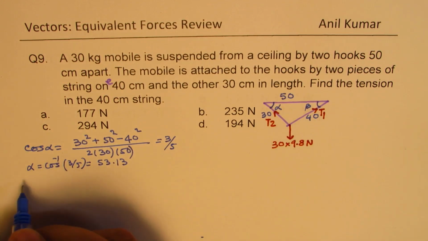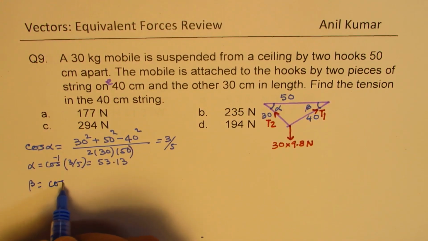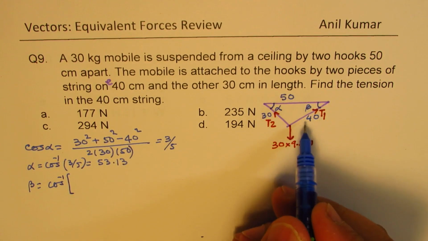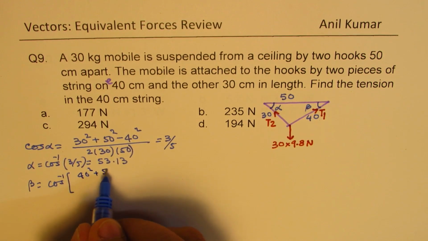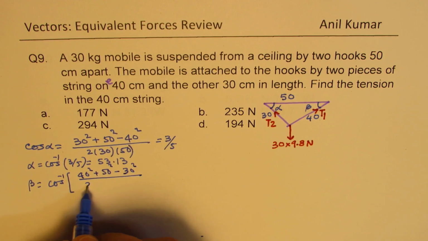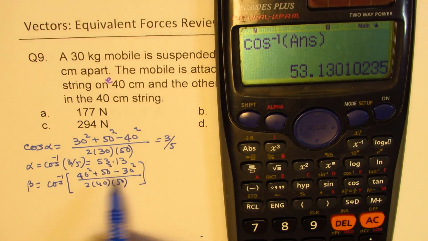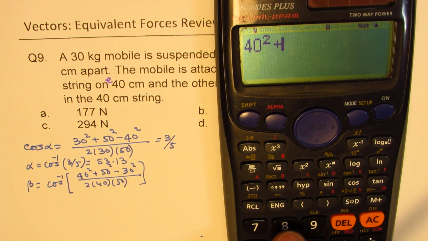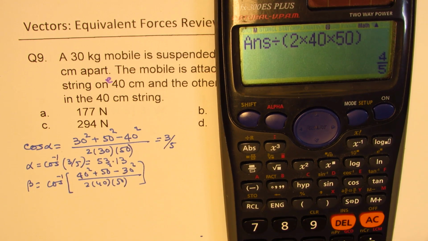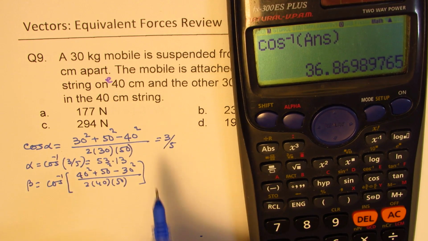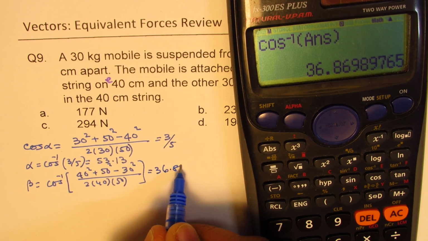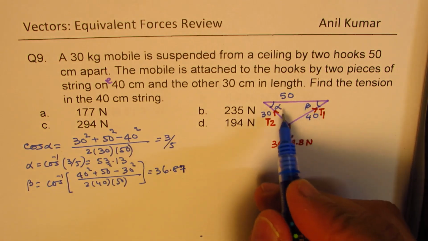Okay, let's find beta now. So we can write beta equals cos inverse of all this. So these two squares we have to add, 40 square plus 50 square, take away 30 square, divided by 2 times 40 times 50. Clear? And we can find the angle. So let's do the inside first, as we did earlier. 40 square plus 50 square minus 30 square divided by, within brackets, 2 times 40 times 50, 4 over 5, and we'll do shift cos inverse of our answer, which is 36.87. Okay, so we have these two angles.